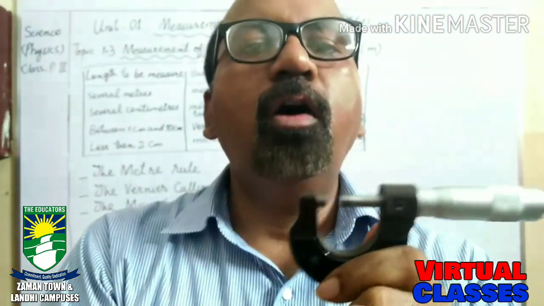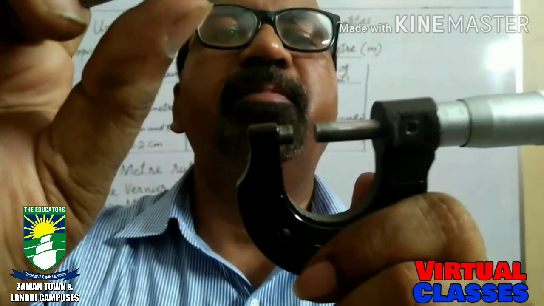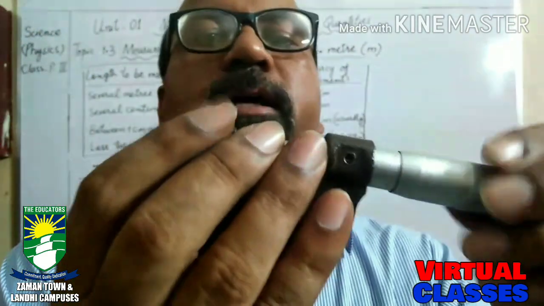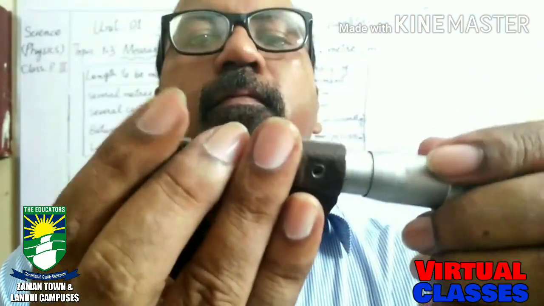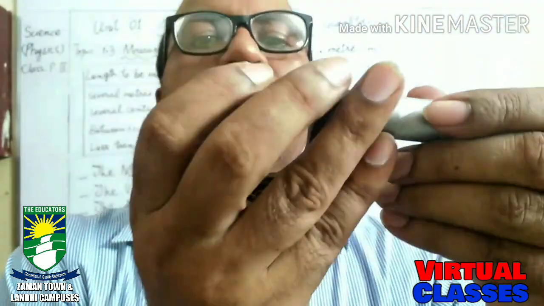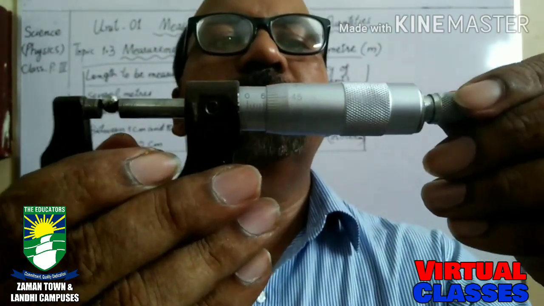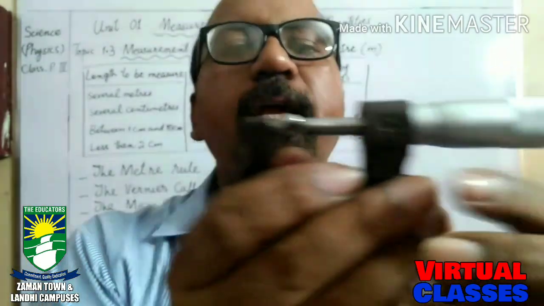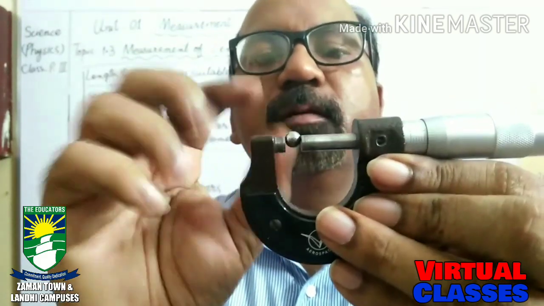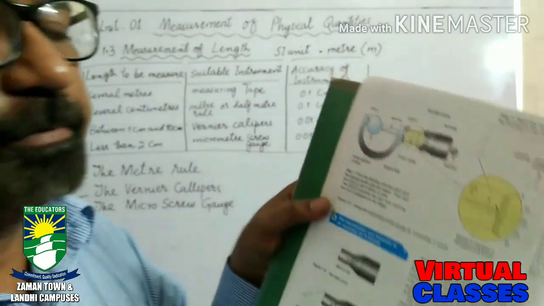Okay, so how can we measure a very small ball? For example, this is a very small ball, and we will just fit it between the anvil and spindle. First we will move this one, and then we will move the ratchet until it grips. Now we will take the diameter of this ball. See the steps from the book as we have discussed.